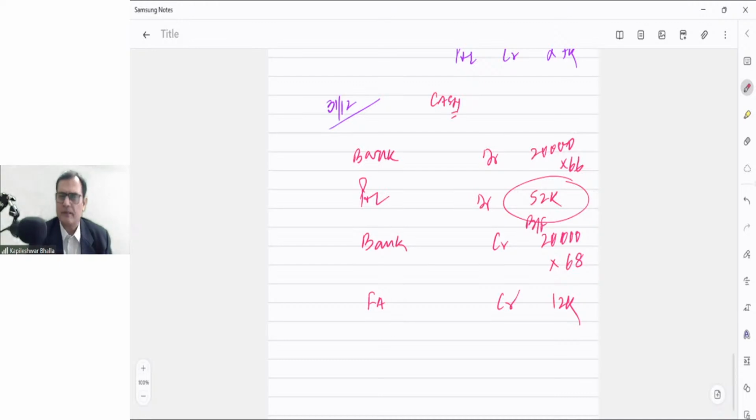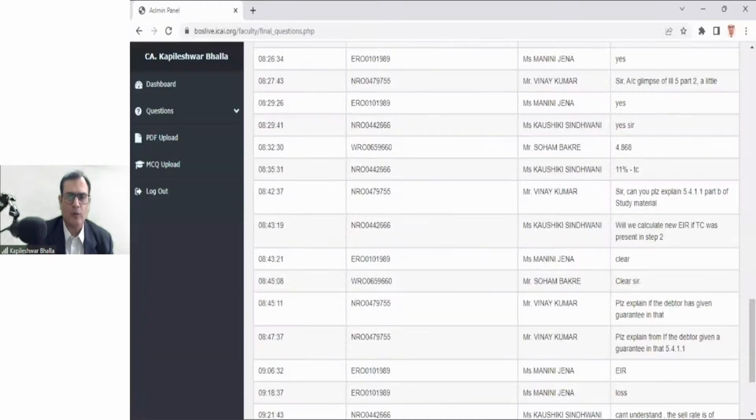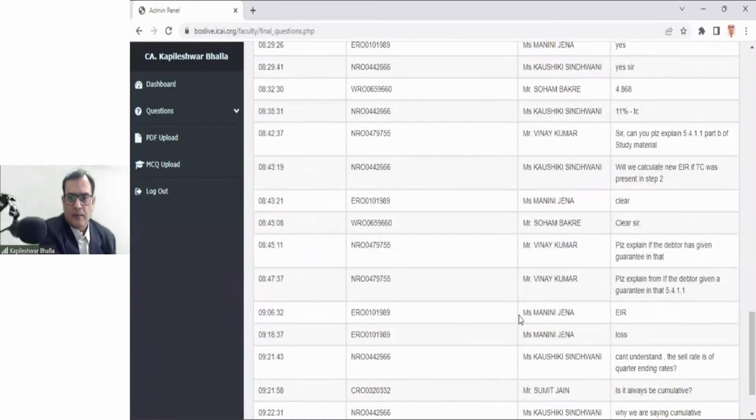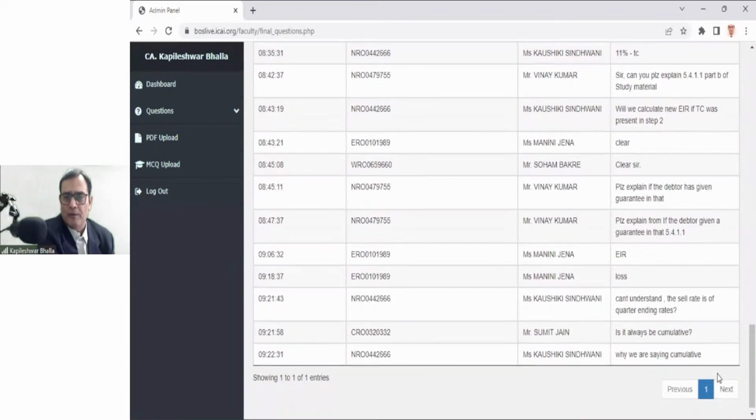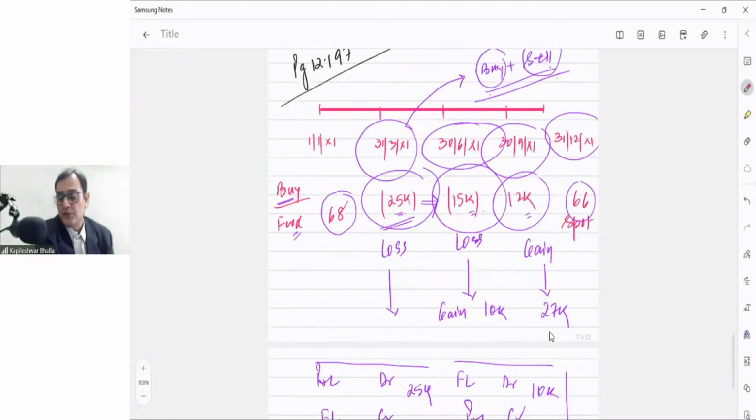Now, there is a small thing coming to my mind. Let's ask this particular question. Kaushik, you said you can't understand whether the sale rate is of quarter ending or not. And Sumiti said, is it always cumulative? Kaushik, you got the same question. Why are we saying it's cumulative? Let me give the position back once again. Let me consolidate the picture for you.